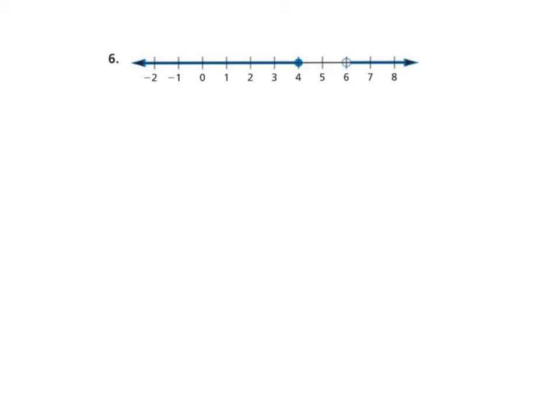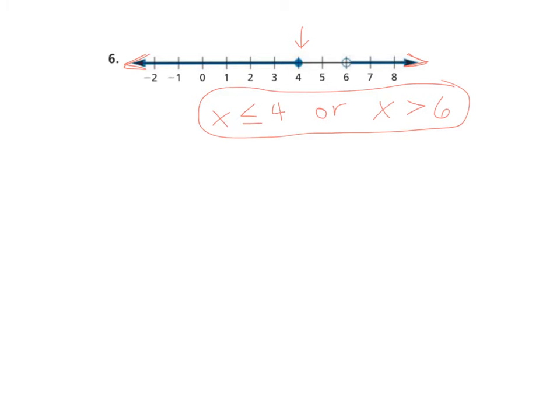Number 6 is another OR. This is going to be x. Look at the end of the arrow, is less than or equal to, because it's shaded in, 4, or x greater than 6. That is the compound inequality.